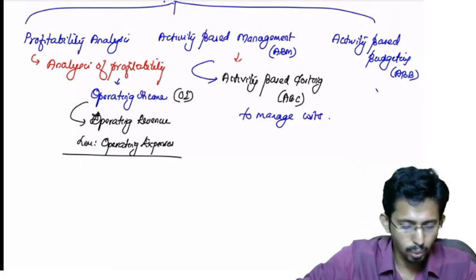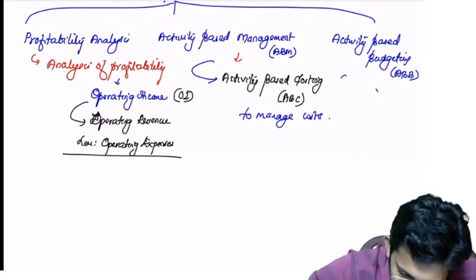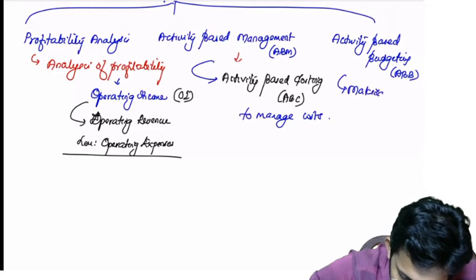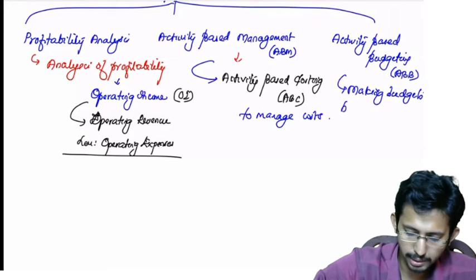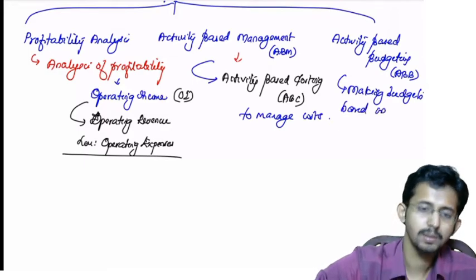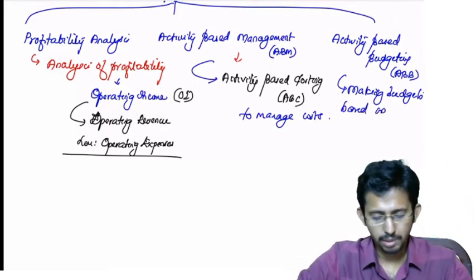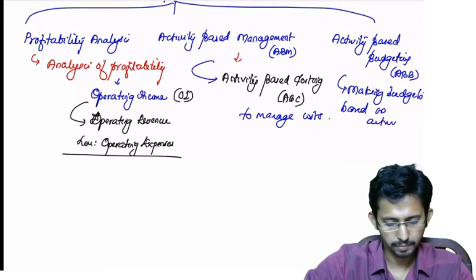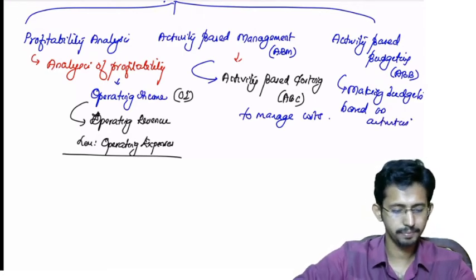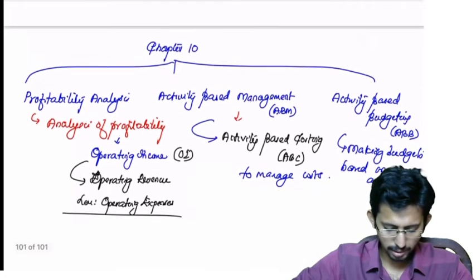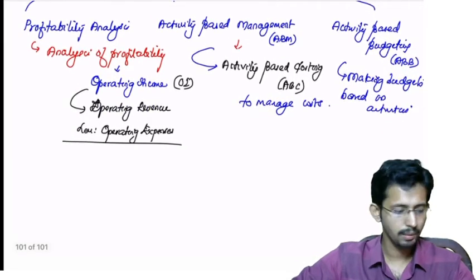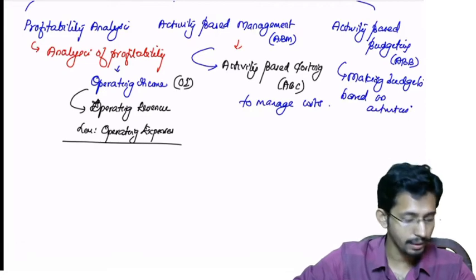Is it clear? So this is nothing but making budgets based on activities. Is it clear? So these are the synopsis of chapter 10. We are going to see these topics one by one.